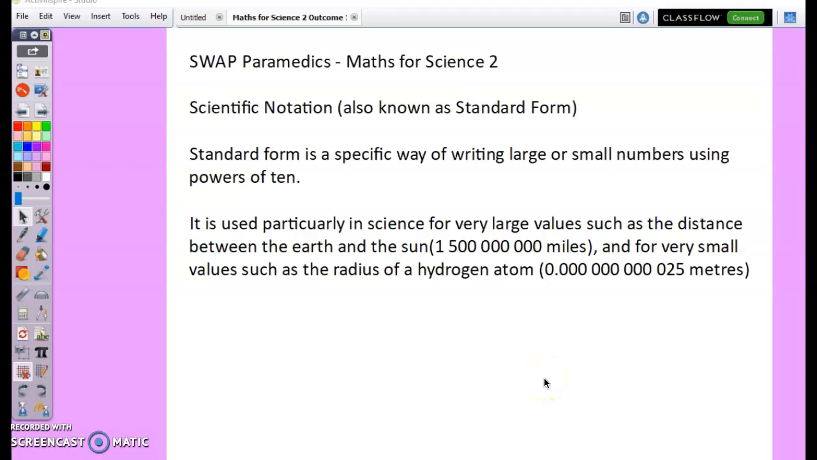Okay, first thing we're going to have a look at with this Maths for Science course then is scientific notation. Scientific notation is also known as standard form. Now that is just two names for the exact same thing, there is no difference between them. And it is a special way of writing very large or very small numbers using powers of 10.